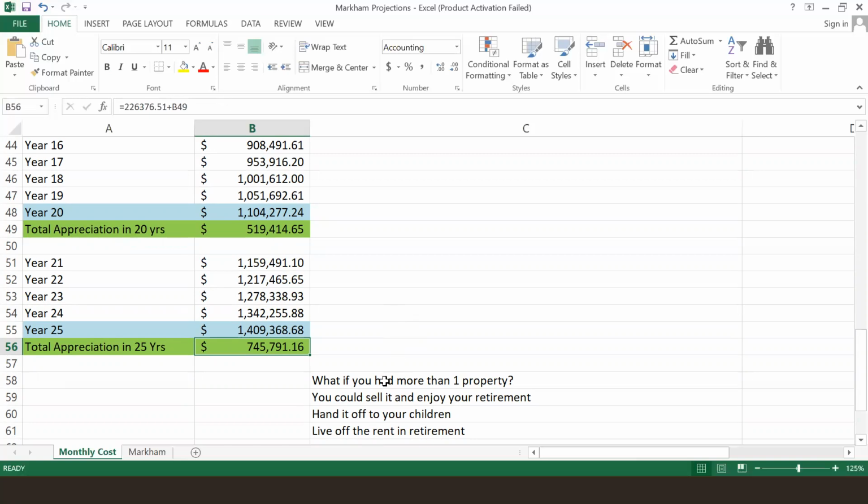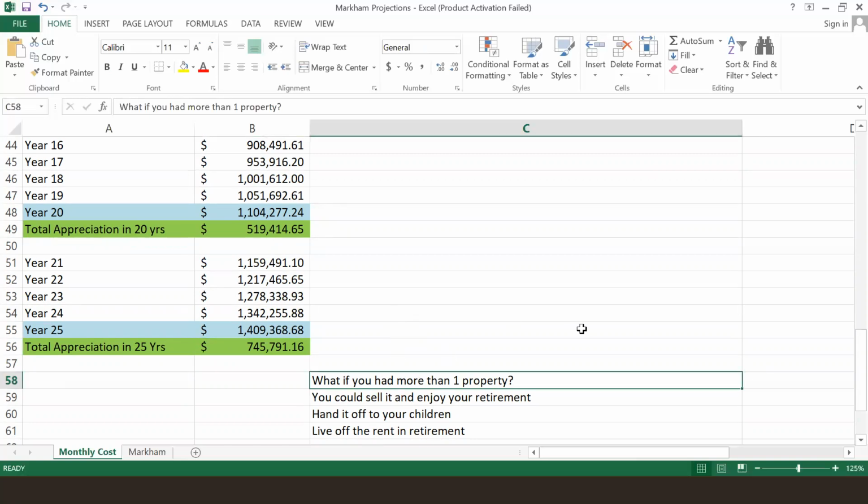And what I would tell you is that this is just one property. What if you had more than one property? What if you had multiple properties and they all appreciated and they all had a significant gain in value and appreciation? I mean, you're talking about some serious wealth generation here that you can enjoy and give back later on.